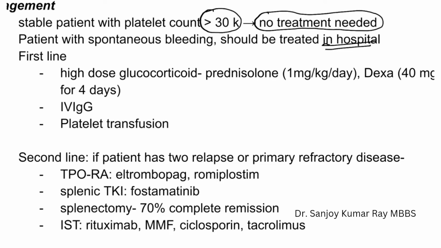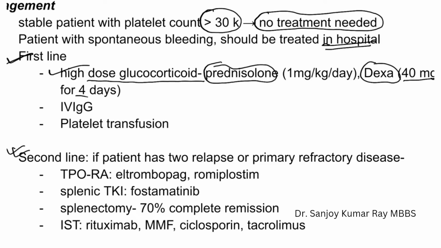With this patient, treatment can be divided into first line and second line. For the first line, the most important treatment usually given is a high dose glucocorticoid. It can be with prednisolone or dexamethasone. If you go with prednisolone, then the dose will be 1 mg per kg body weight per day, and if you go with dexamethasone, that will be 40 mg per day for 4 days. This is the high dose glucocorticoid. This is the first line drug.